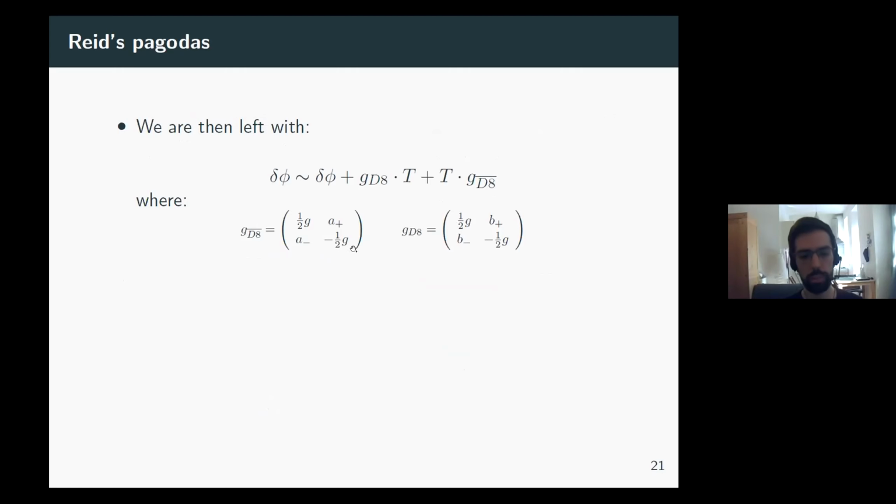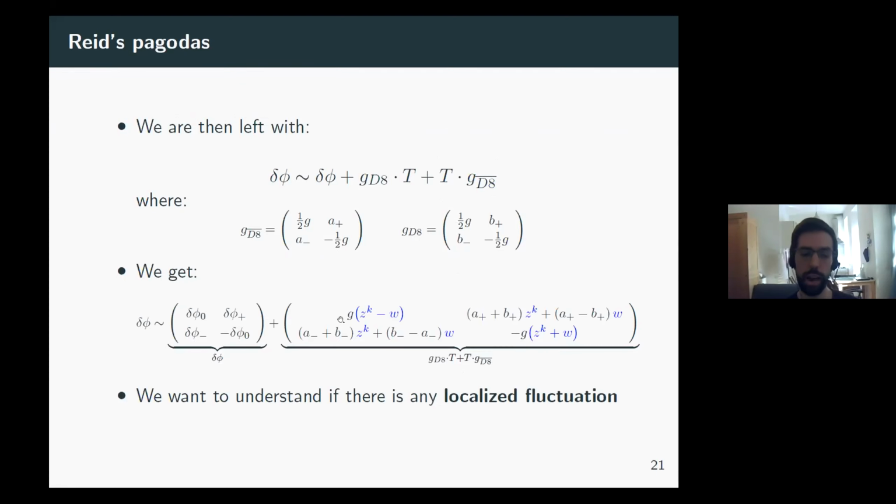So in practice, what I'm saying is that we have to consider this usual relation with some explicit choice of the matrices G_D8 and G_anti-D8, where we have put away the overall U(1) that I've shown you before. Performing the explicit computation, we find that delta phi satisfies this equation. So delta phi will be equivalent to itself, where I've just rewritten it in a convenient way, plus something that depends on the blue entries, which are just the coordinates z and w on the branes, and the gauge parameters g, a, and b.